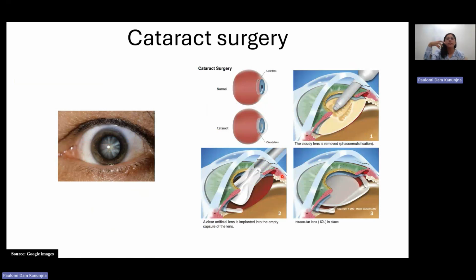Cataract surgery is basically removal of this clouded natural lens, and the doctors will then replace it with a clear artificial intraocular lens. This is what the image is trying to show: the cloudy lens is removed, and a clear artificial lens is implanted into the empty capsule of the lens. This artificial lens then acts in place of your natural lens, and your vision is corrected after this.